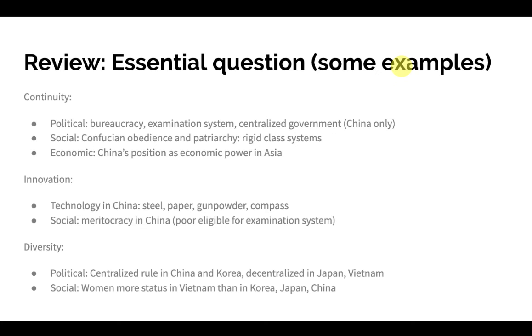Innovation, those were new ideas by people. There was a lot about technology in this chapter, such as steel, paper, gunpowder, and the compass, all in China. And a social innovation was this Chinese meritocracy, the idea that a poor person could rise up the ranks by working hard and through his talent. And then for diversity, some of the comparisons we saw in that last section, not all of them, but some of them, were the fact that China and Korea had centralized rule while Japan and Vietnam had decentralized rule, and the fact that women in Vietnam had more status than they did in Korea, Japan, and China. That's your overview for Chapter 1.1. Happy studying!